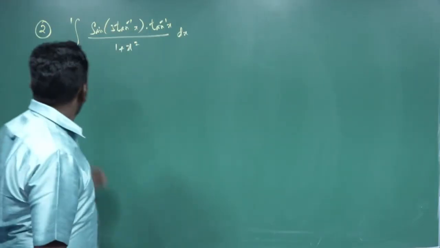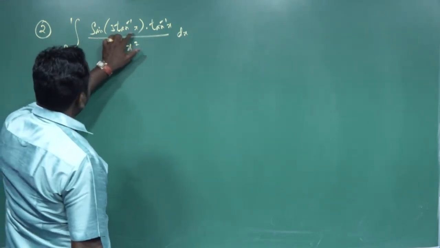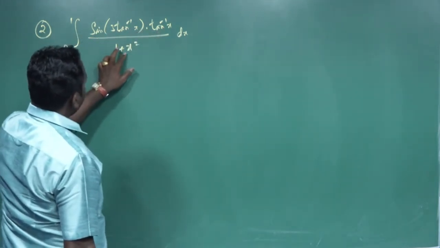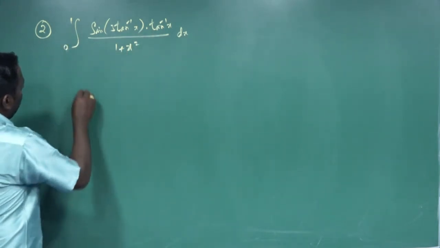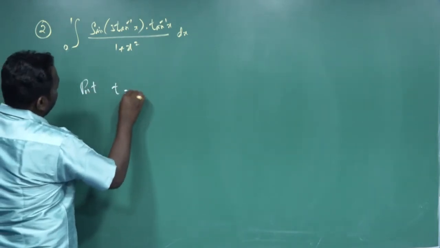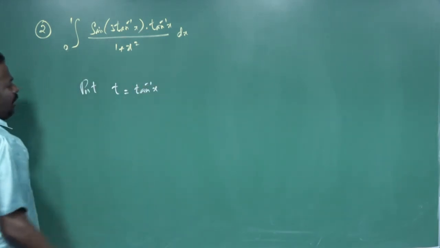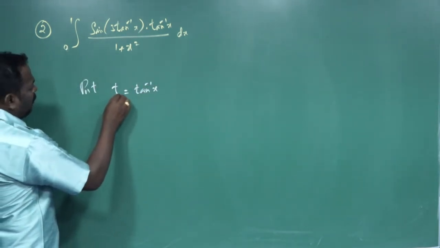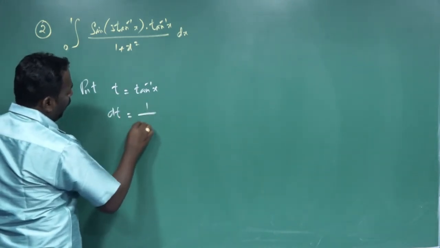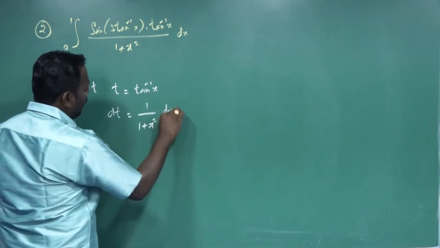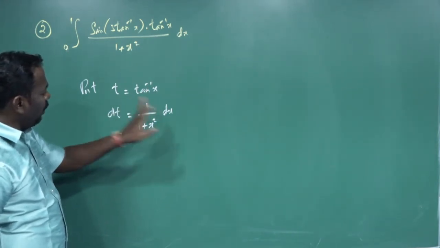Come to the next exercise problem, second one. Integral 0 to 1 sine of 3 tan inverse of x into tan inverse x by 1 plus x square into dx. Now integrate. Let us consider, put t equal to tan inverse of x. Differentiate with respect to x on both sides. Differentiation of t equal to dt, that is equal to differentiation of tan inverse of x, equal to 1 by 1 plus x square into dx.